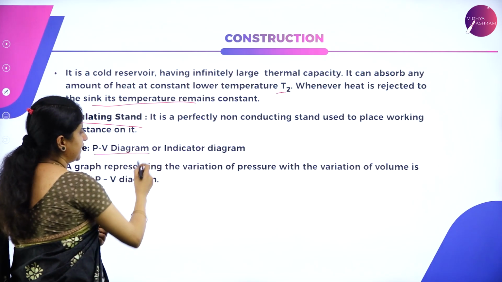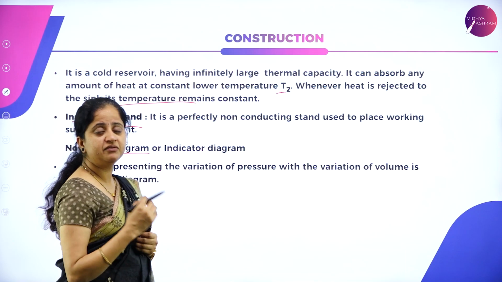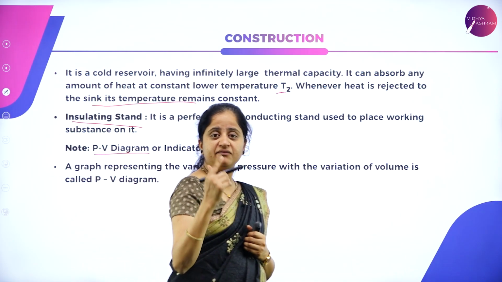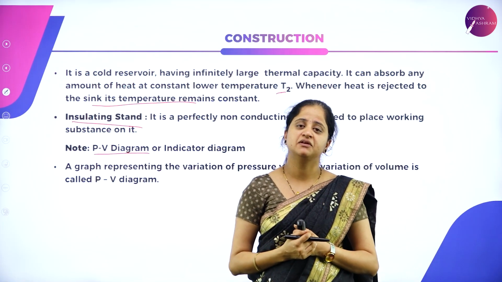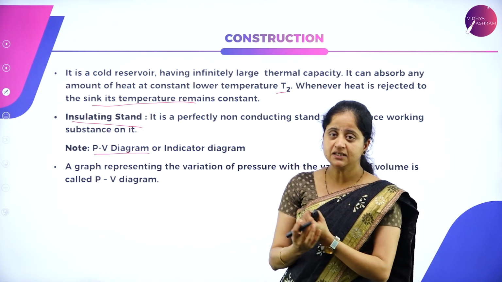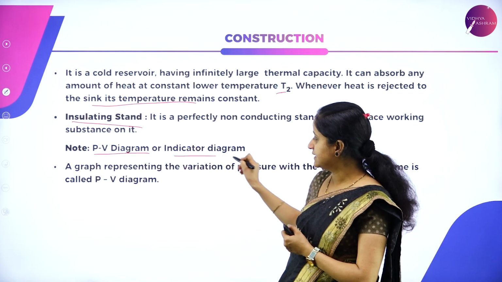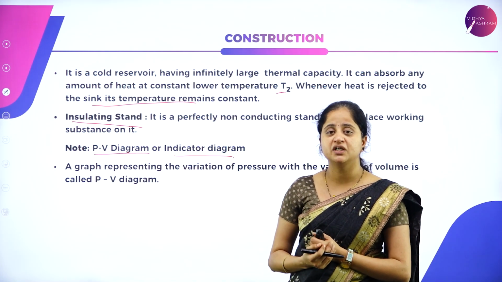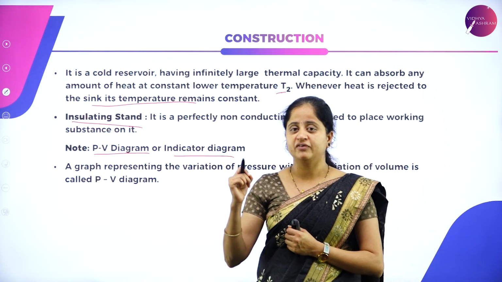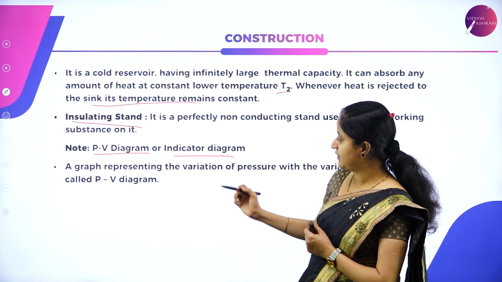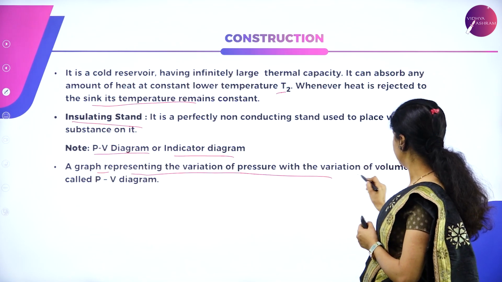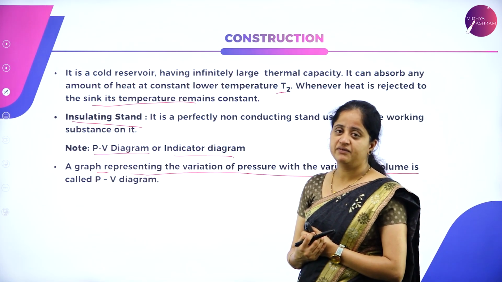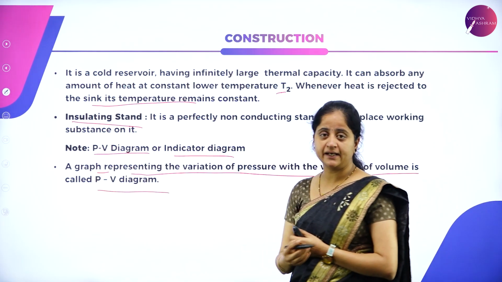So the PV diagram, or the indicator diagram, we must understand here. PV means pressure and volume. The diagram which shows the variation between the pressure and volume of the working substance is also called an indicator diagram, which we are going to use in the study of the Carnot cycle. So what is a PV diagram? A graph representing the variation of pressure with the variation of volume, and we will call it a PV diagram.